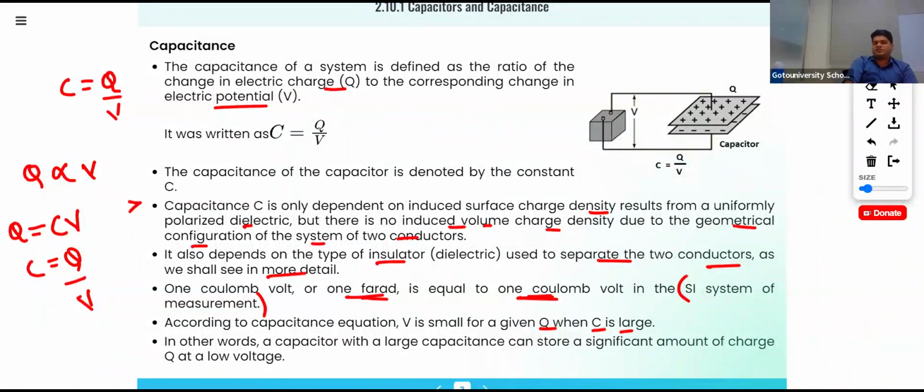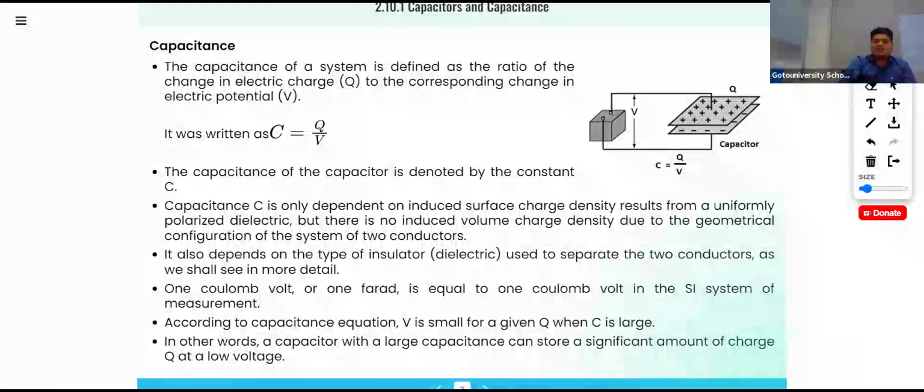Potential difference. If you are thinking that if we reduce V, capacitance is increasing, you are thinking wrong. I agree the formula is this, but once again, I'll explain. Check what I told. I told that Q is directly proportional to V. After removing the proportionality sign, everyone knows what comes. The constant. The constant is what? C. So your C will be equal to Q upon V.